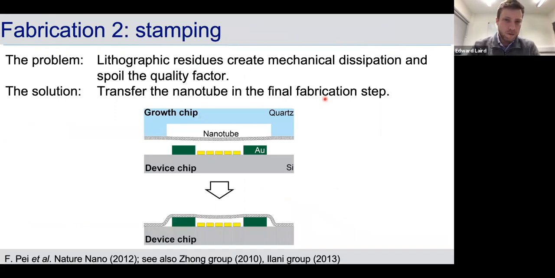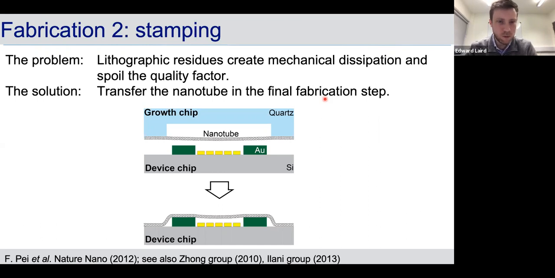Now, in order to benefit from this beautiful chemical assembly, we need to be able to incorporate the nanotubes into a device without contaminating them. This makes lithography difficult, of course, because when you spin resist on a nanotube, it's very hard to remove every single resist molecule afterwards because the resist is very sticky. So there's been great work over many years on how to make very clean nanotubes by incorporating the nanotube into the device as the very last step.